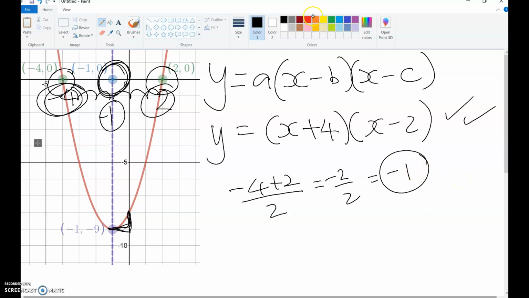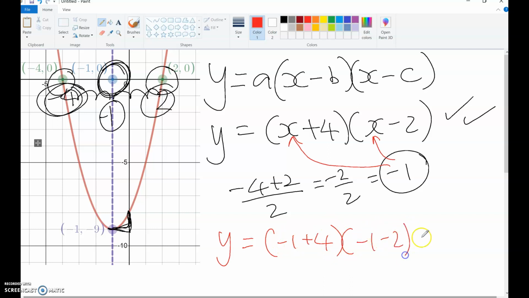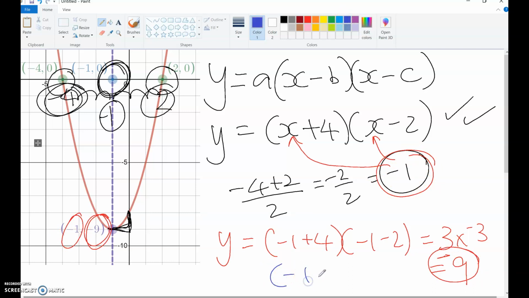How do we find the y coordinate of the vertex? We plug the negative 1 in as the x. So y equals negative 1 plus 4, negative 1 minus 2, which is 3 times negative 3, which is 9. So, sorry, negative 9. So there's the negative 9 and the negative 1, my x coordinate and my y coordinate of the vertex. So the vertex is negative 1, comma, negative 9, which is right there.